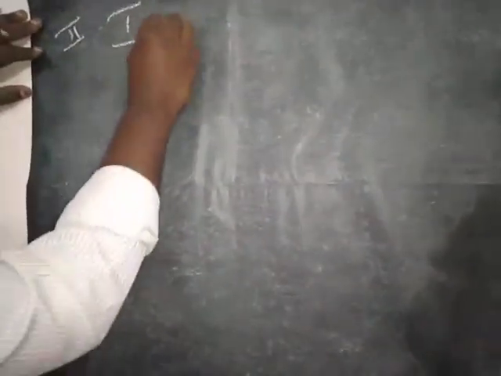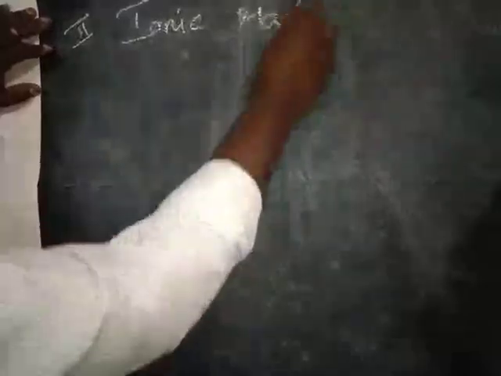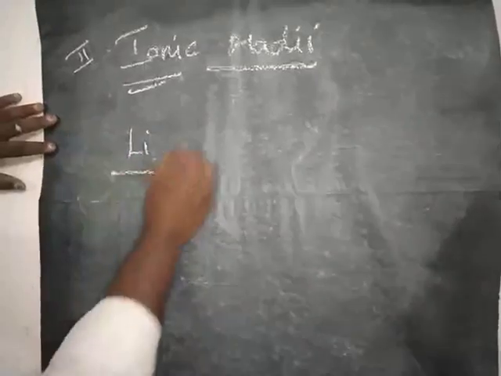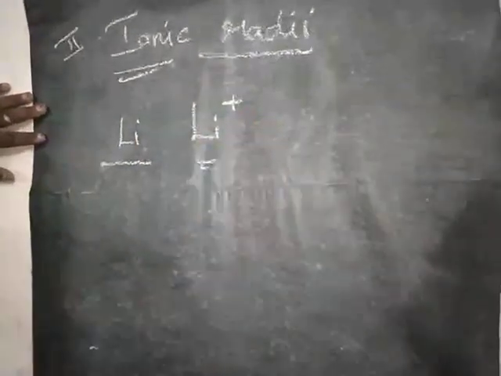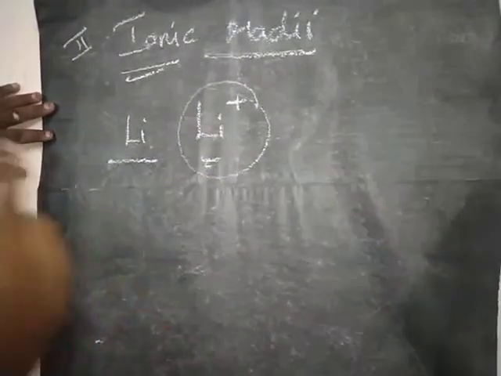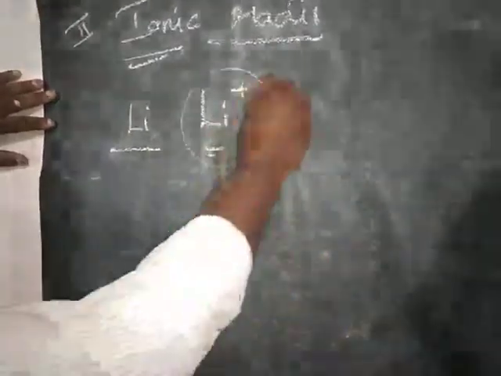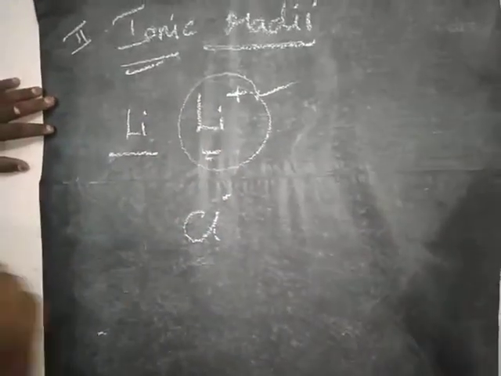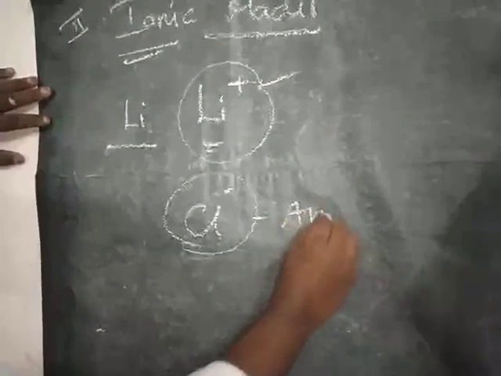The second property is ionic radii. So what is meant by ion? Any charged particle is called an ion. Lithium is a neutral atom. Lithium plus is a charged particle, and it is called a cation. If an atom loses one electron, it becomes a cation. In the same way, if an atom of an element gains one electron, it becomes an anion.